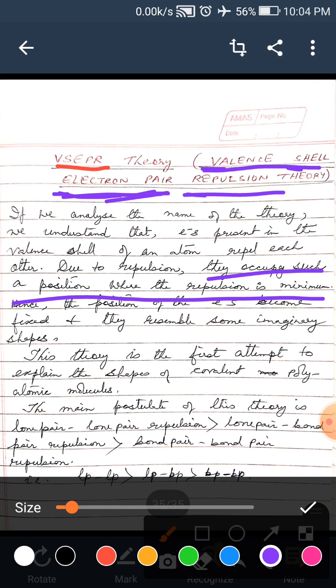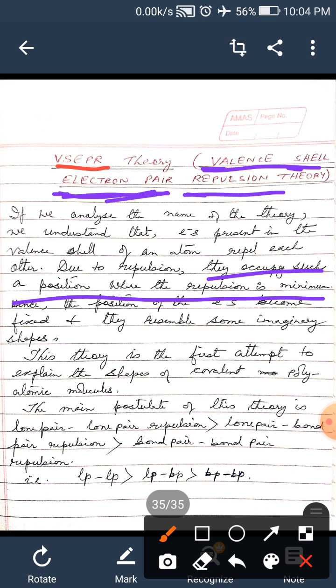Now, as you know, in the last shell, in the molecules, we may have lone pairs also, bond pairs also. Now, this theory says that if there are 2 lone pairs, they will cause maximum repulsion compared to a lone pair and a bond pair, and the minimum repulsion will be between bond pair and bond pair.